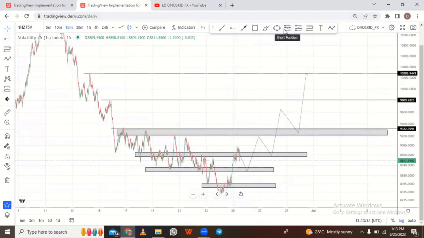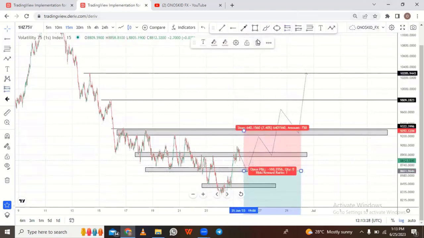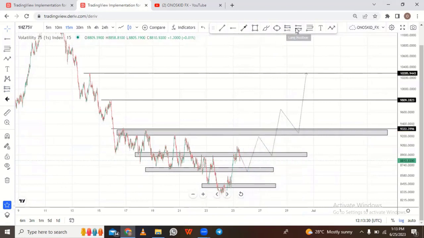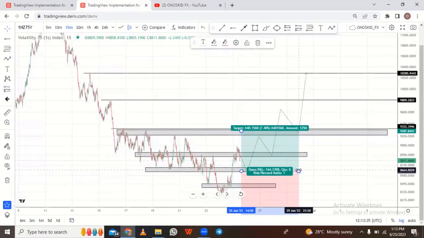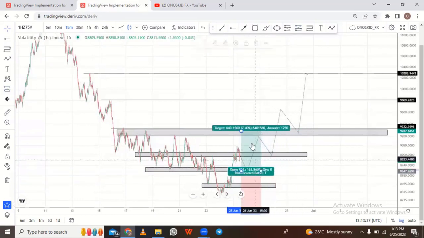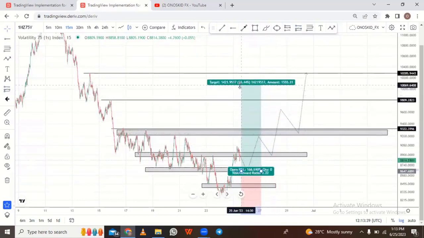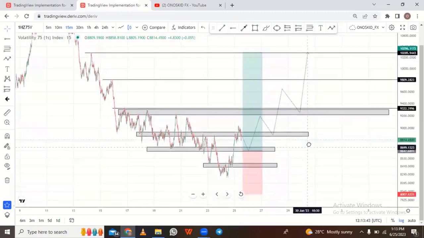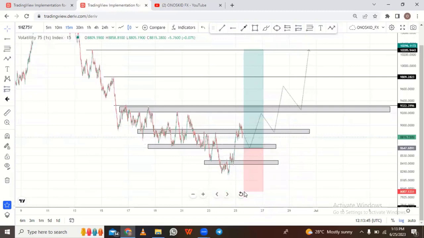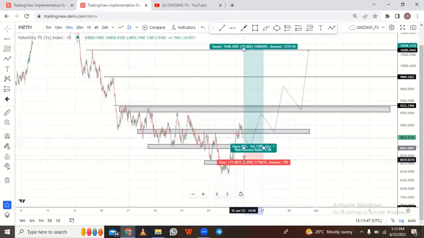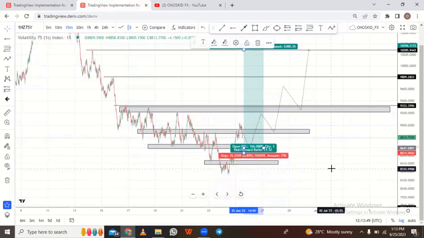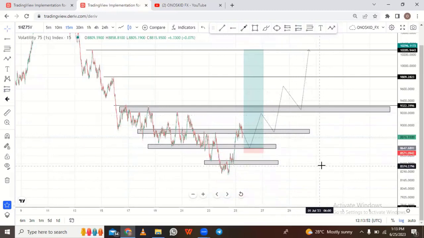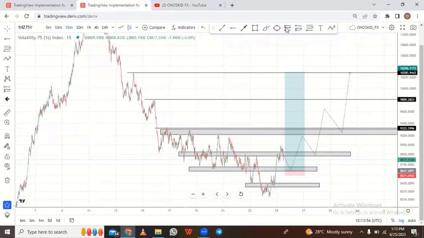Okay, so where is my short button? Here. Oh, sorry. Long rather. Okay, so this is first entry around this region, targeting this particular level. And my stop loss is just going to be below this particular structure, slightly below structure. That is where my stop loss will be.